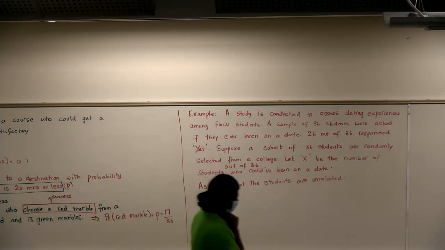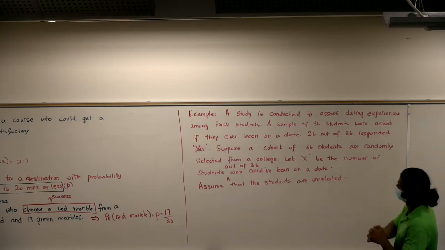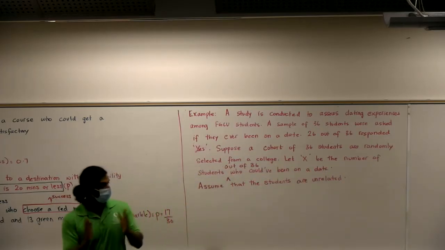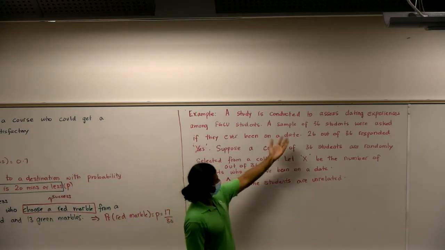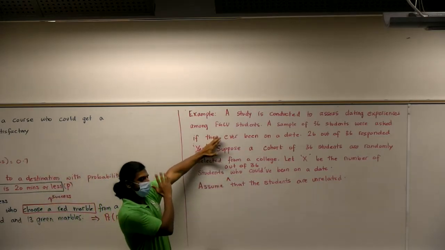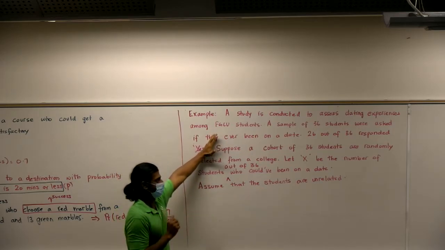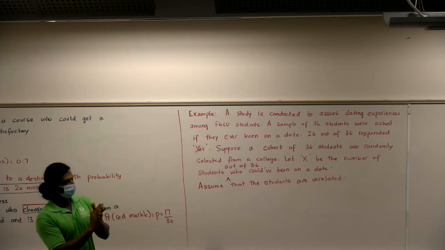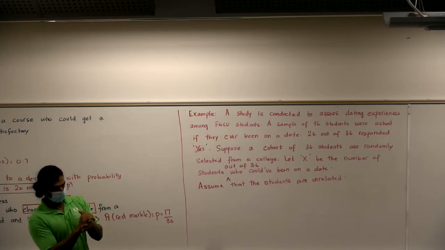Okay, so studies conducted to assess dating experiences among FGCE students would collect a sample of 36 students, which I observed here, and I asked if you had ever been on a date, and 26 out of 36 responded yes. Now, I'm going to use that information and extend it to another group of 36 students. So I randomly select a cohort of 36 students, and I would like to analyze based on the sample that I got here and see how successful they are going to be.